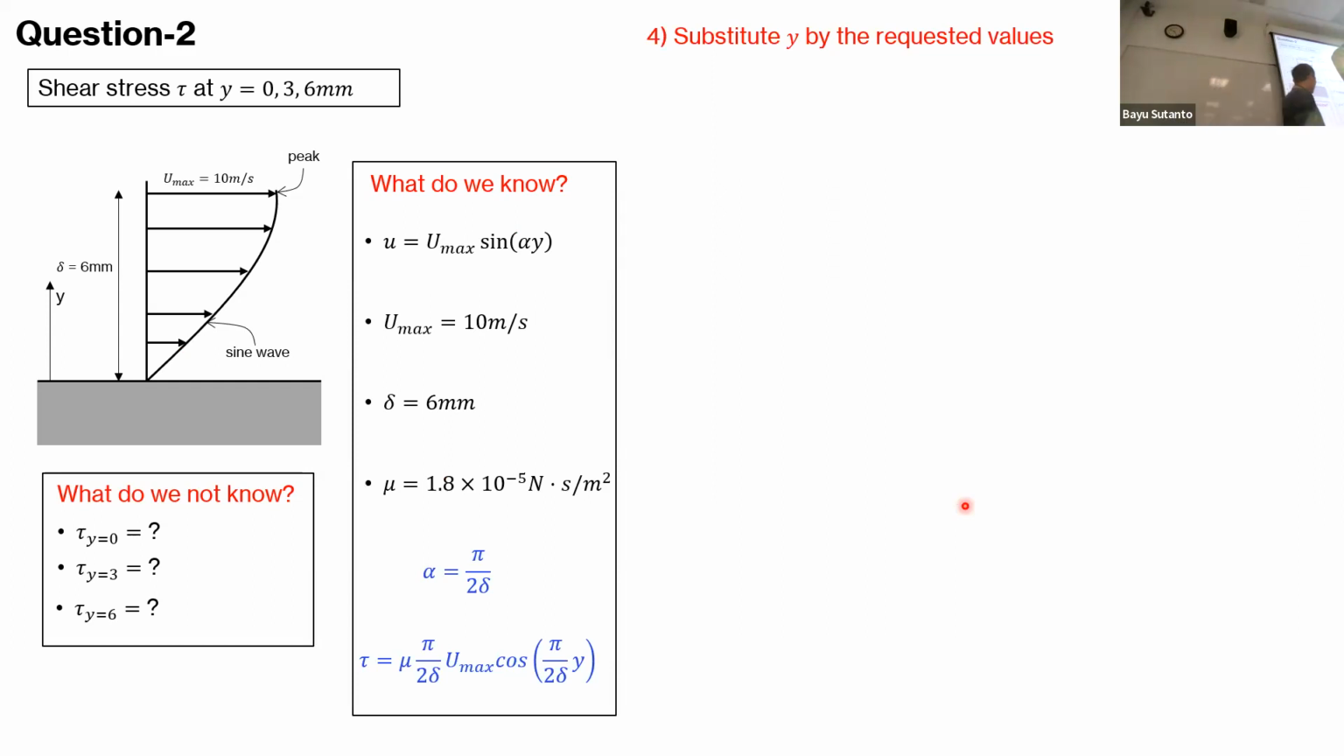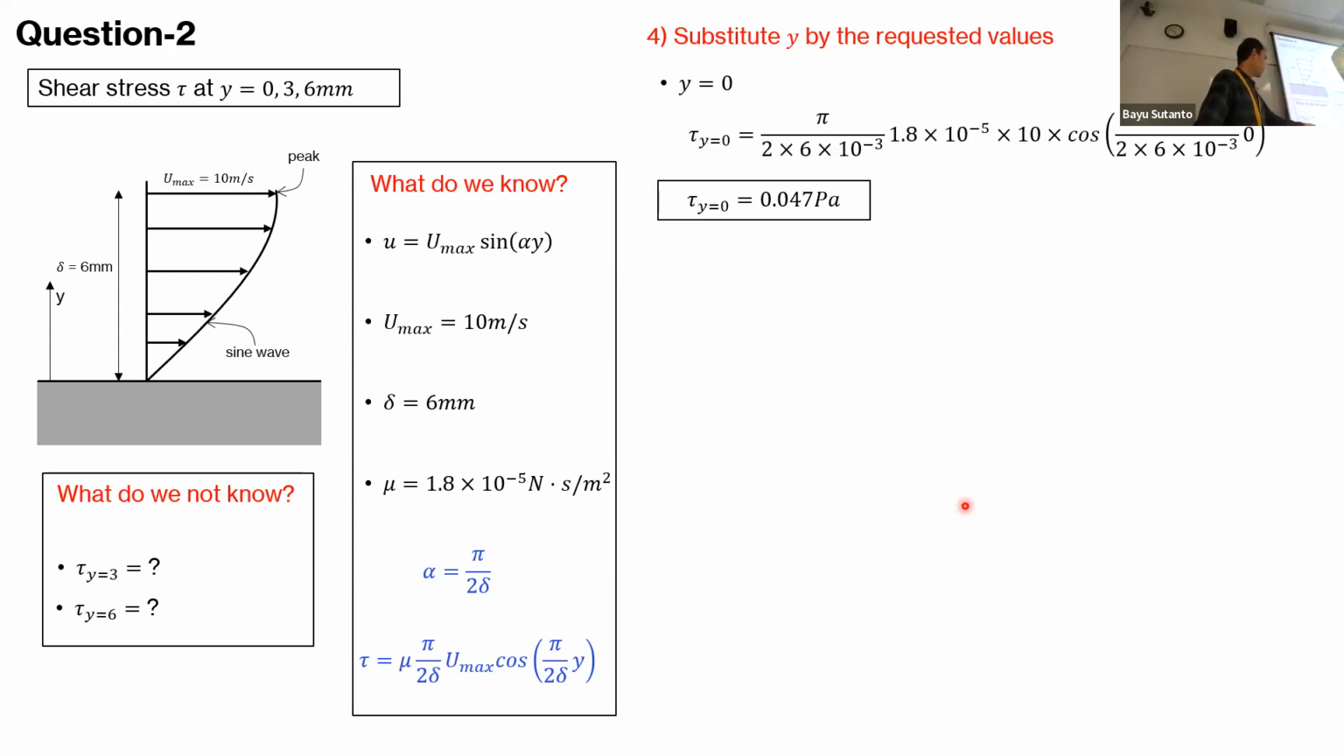So this is the function of shear stress, tau, and we just need to input it in our questions when y equals 0, 3, and 6. So when y equals 0, we input into the function, where tau is 1.8 times 10 to the minus 5, and so on. U maximum is 10 meters per second, and delta is 6 millimeters. So 6 divided by 10 minus.